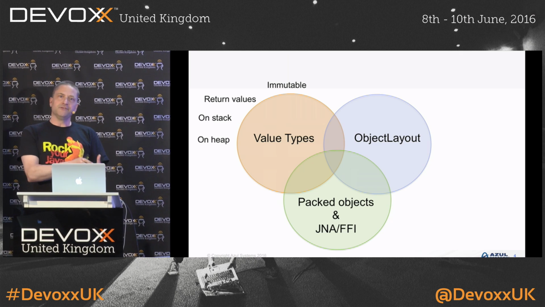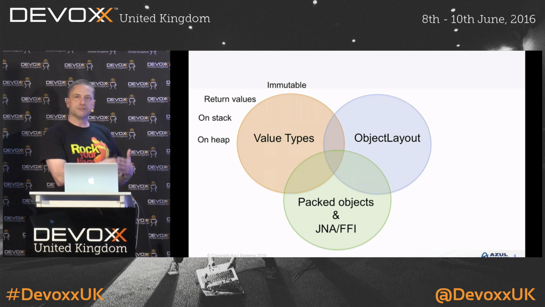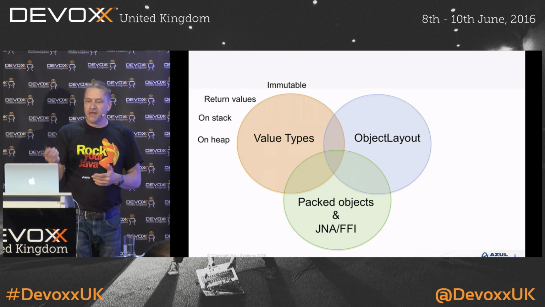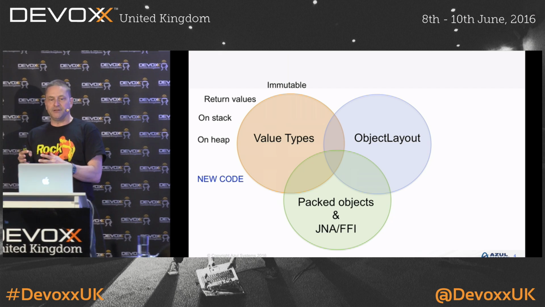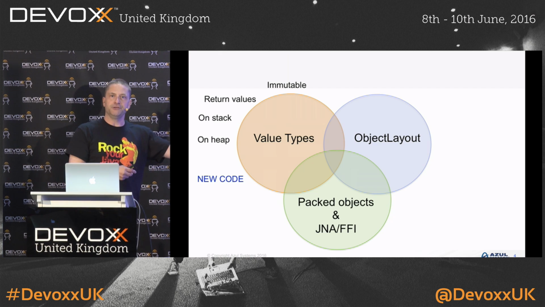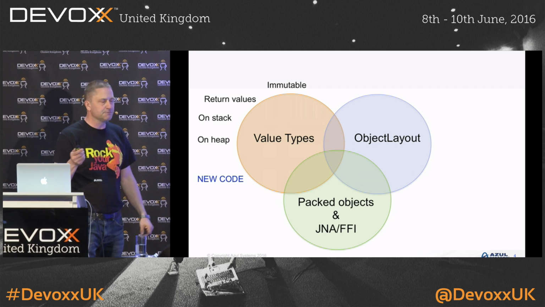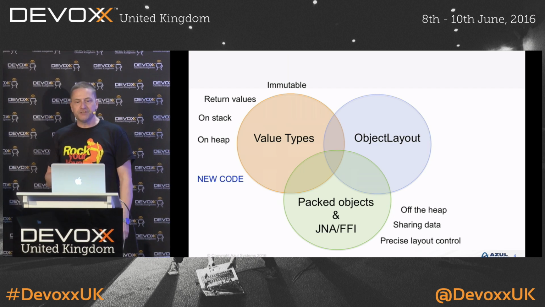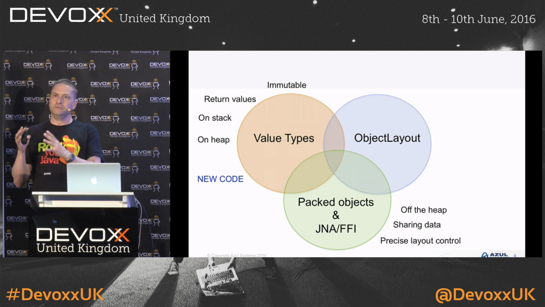You can use them either on the heap, or you can use them on the stack. So they're very flexible in that respect. If you want to use value types when they're delivered into Java at some point, then you will need to write new code. So you'll have to change some of the code that you use in order to use value types.